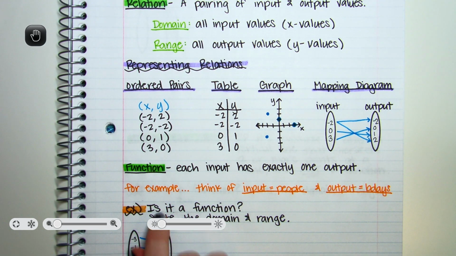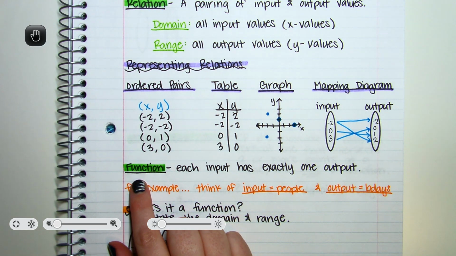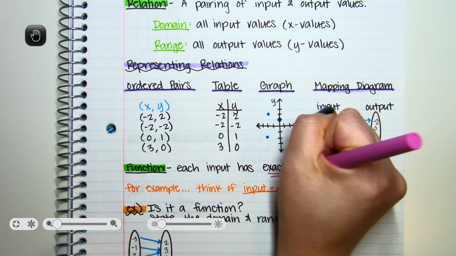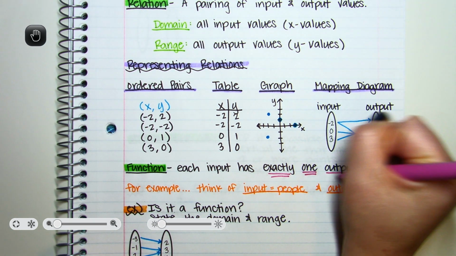All right, so now that we've talked about what relations are, functions build off of that. So a function is when each input has exactly 1 output, and the key there is exactly 1. So let me underline that. Exactly 1 output.